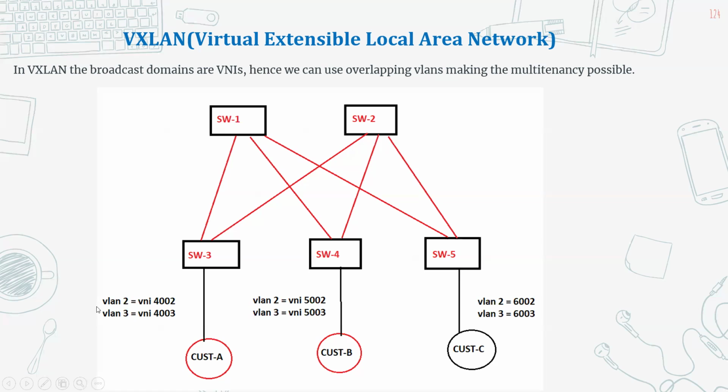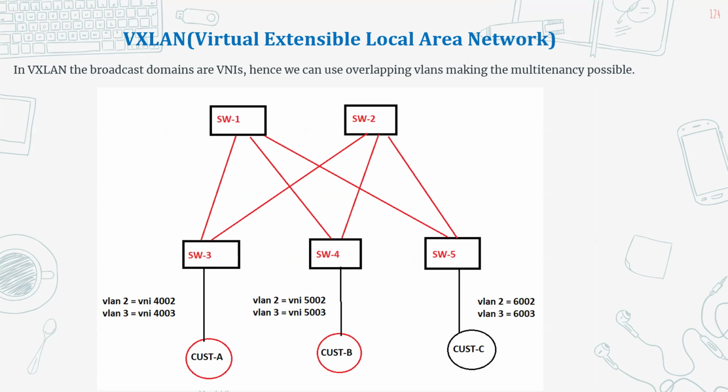For customer A, I will define on switch 3 that for VLAN 2, it is having the VNI 4002. For VLAN 3, it is having the VNI 4003. On switch 4, you can see for customer B, I defined that VLAN 2 is having VNI 5002. Similarly, on customer C, I defined the VNI 6002 for VLAN 2. Now you can see that because we said that the broadcast domains are the VNIs.